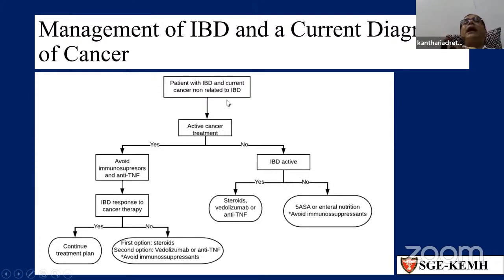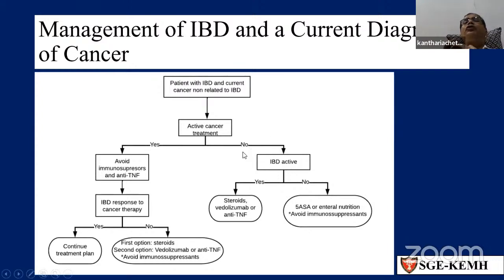So you have a patient with IBD and you detect a cancer. If there is a presence of active cancer, it is important that you avoid immunosuppressors and anti-TNF. Then you find out whether the cancer therapy will get precedence over the management of IBD, and you see whether this cancer therapy also helps in managing IBD. If the answer is yes, then you continue with the treatment. But if it is not helping IBD, then you can start steroids. And as I said, vedolizumab or anti-TNF can be started. However, it's important to note that you should avoid immunosuppressants.